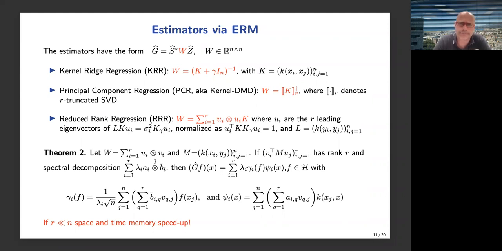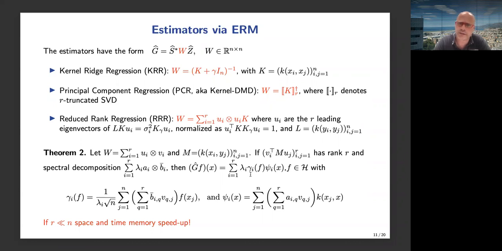What is interesting is that in the general case of estimators of this type, we can link the spectral decomposition of a certain matrix to the spectral decomposition, and so the mode decomposition, of the estimated Koopman operator. This is what is presented in this theorem. If the matrix W is of rank R, we need to compute an R factorization of W, and then form this R times R matrix, which is obtained from these factors of W and the cross kernel matrix between the input and the output. Then we do the spectral decomposition of this R times R matrix. This is very fast if R is small. And then we can compute the spectral decomposition of G hat, our estimator of this type.